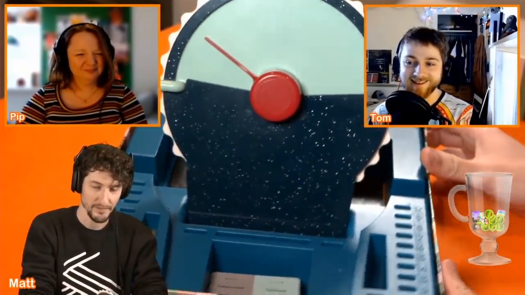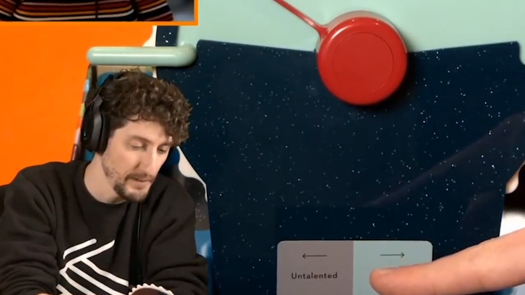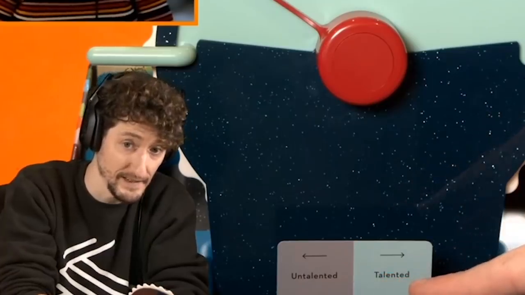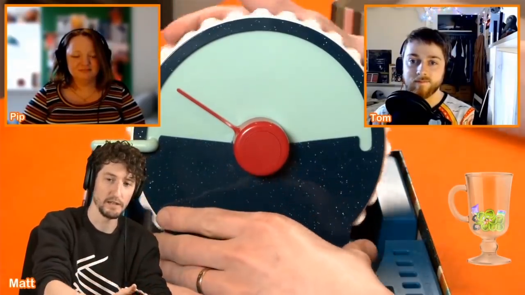Now the way we're going to play this, we're going to have two different criteria for something. So we're going to have untalented to talented. We're going to take it in turns. We'll spin this wheel to set it up with a specific point on this little wheel. But only one of us, out of the three of us, is going to see this.